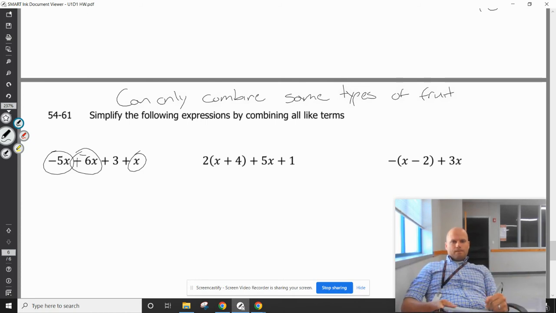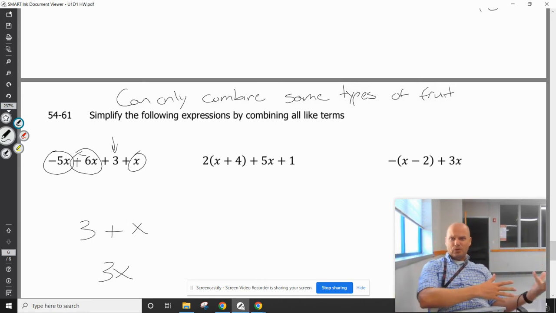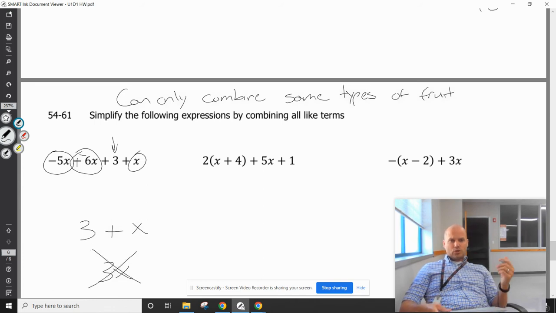Well, what about this 3? 3 is not an apple. It's just the number 3. Or you can think of it as a different type of fruit. It's an orange. I can't combine the 3 oranges with all of my apples. You can't just say 3 plus x is 3x. It's not right. This is an apple. This is 3 oranges. You have an apple and 3 oranges. You don't have 3 apples. So, wrong. Don't do that. Be comfortable sometimes being like, this is what I have. 3 oranges, 1 apple.